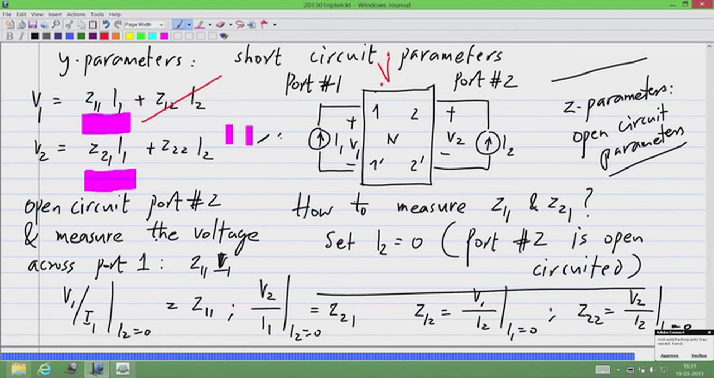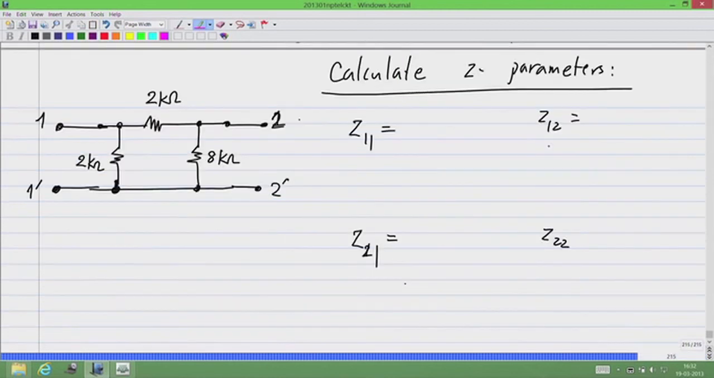Okay, and V1 by I1 is nothing but the resistance looking into port 1. So V1 is here and I1 is flowing there. So V1 by I1 is the resistance seen in port 1. And similarly, if you set I2 equal to 0 here, V2 is Z21 I1. So if you apply I1, measure the value of V2, take the ratio, that will be Z21. That is, if you apply a current here, how much voltage develops in port 2? That will give you Z21.